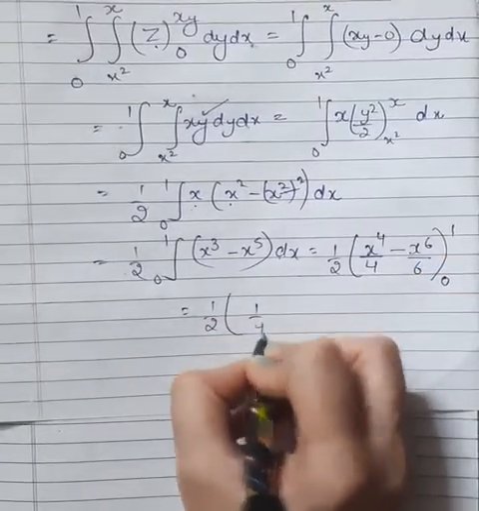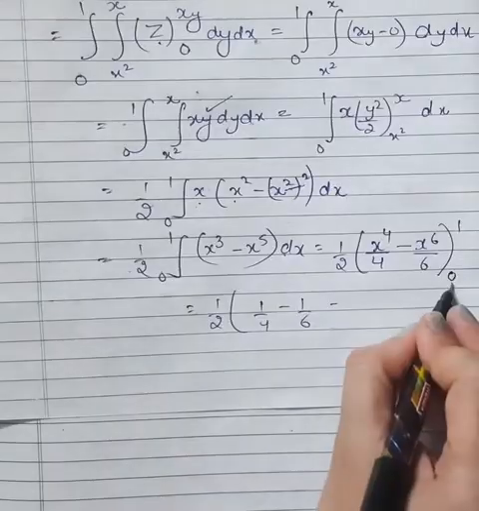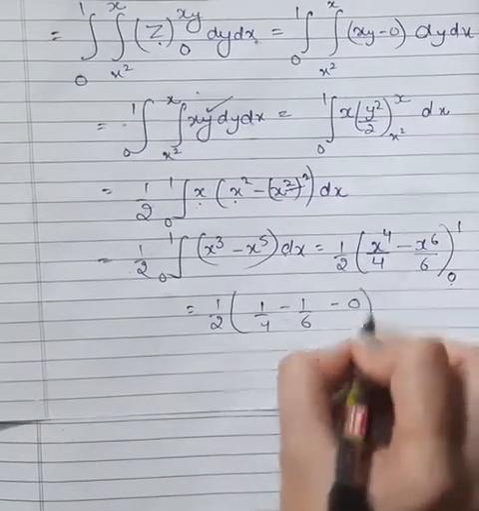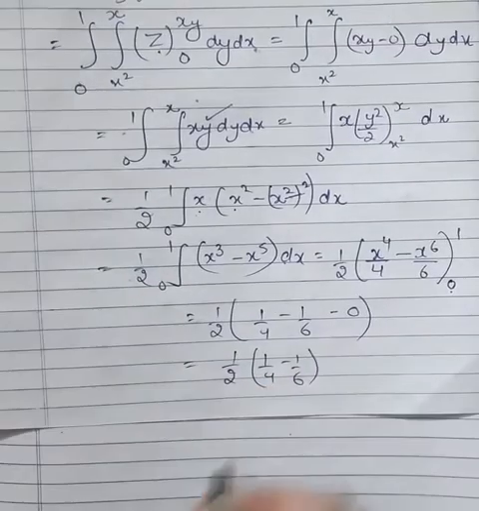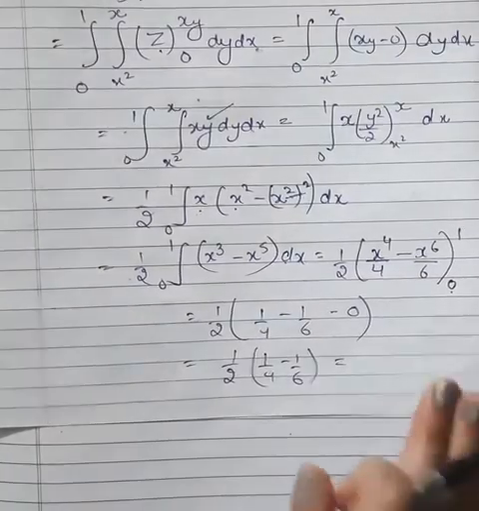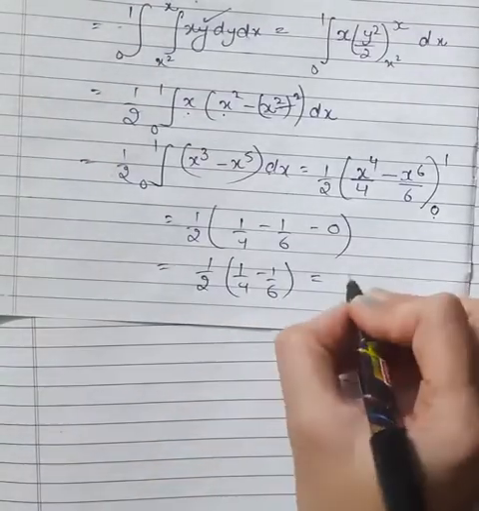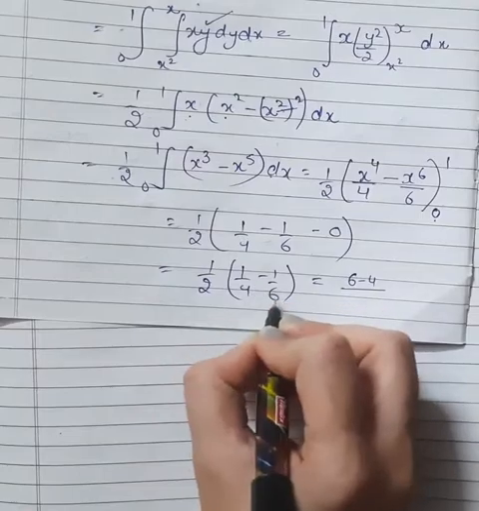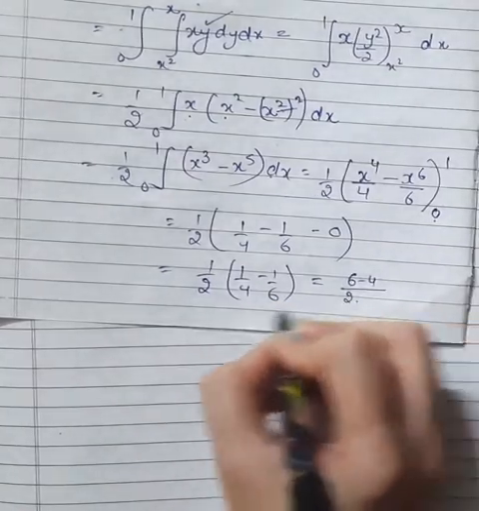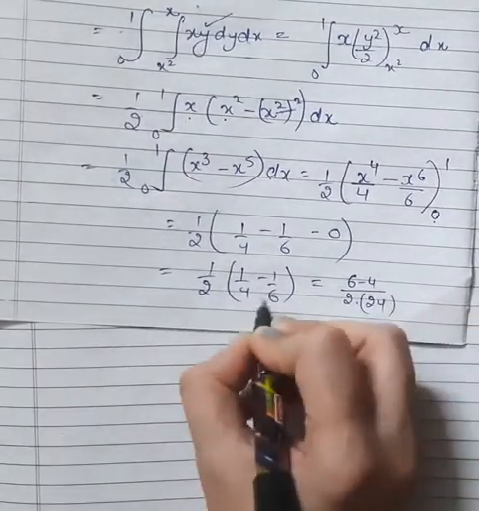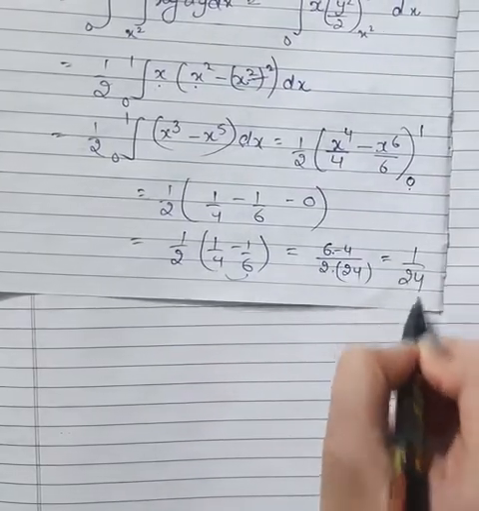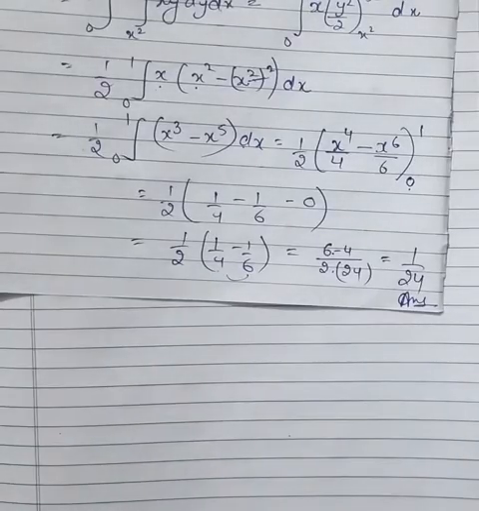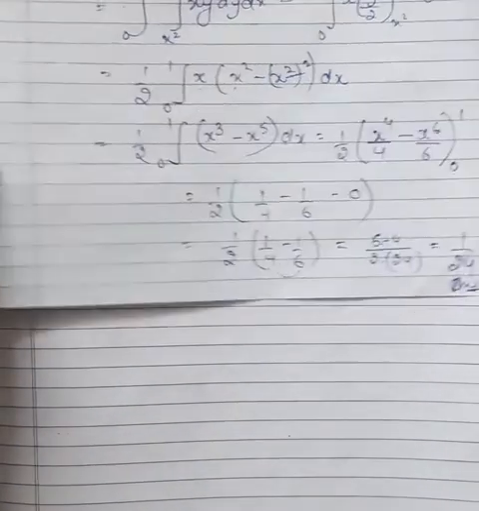Now put on the upper limit minus lower limit, and 0 will simply give us 0. So this is 1 by 2 into 1 by 4 minus 1 by 6. So you can take the LCM or you can simply cross multiply this. This is 6 minus 4 upon 2 into 24, na, 6 into 4. So 6 minus 4 is 2, that will get cancelled, so your answer is 1 by 24. So this is how we solve triple integral.